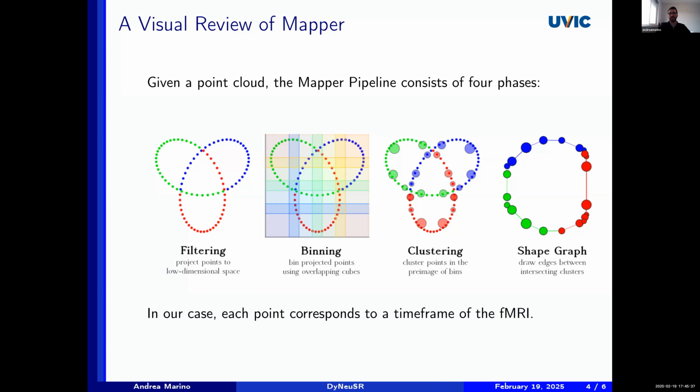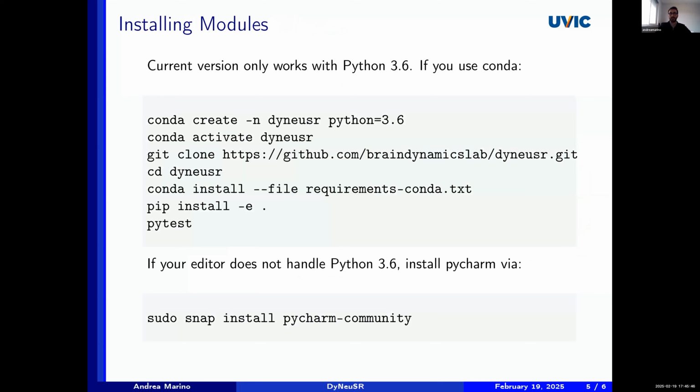And as I mentioned, in our neuroscientific context, each point will correspond to a time frame. Okay, so let's see in practice how this works. Unfortunately, the current version only works with Python 3.6, so feel free to pause the video and copy these commands to get a working Conda environment if you use Conda.